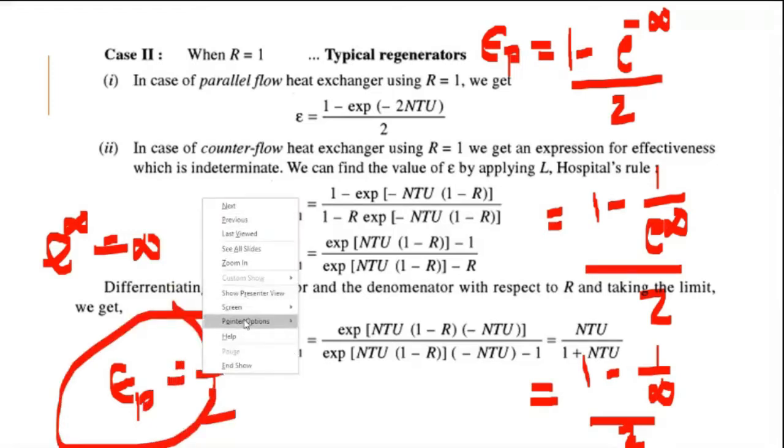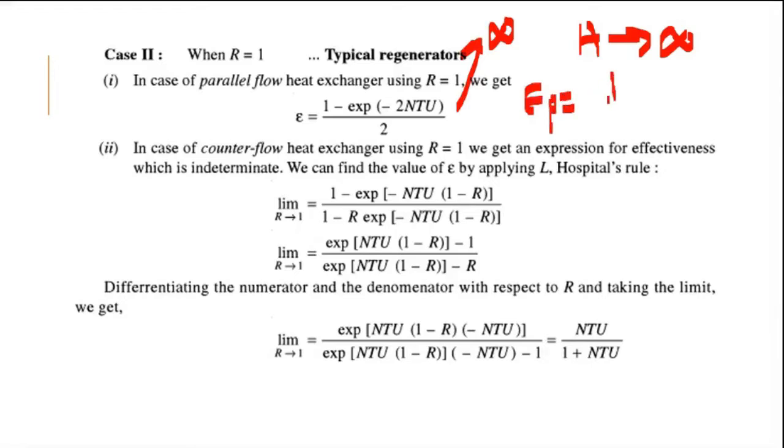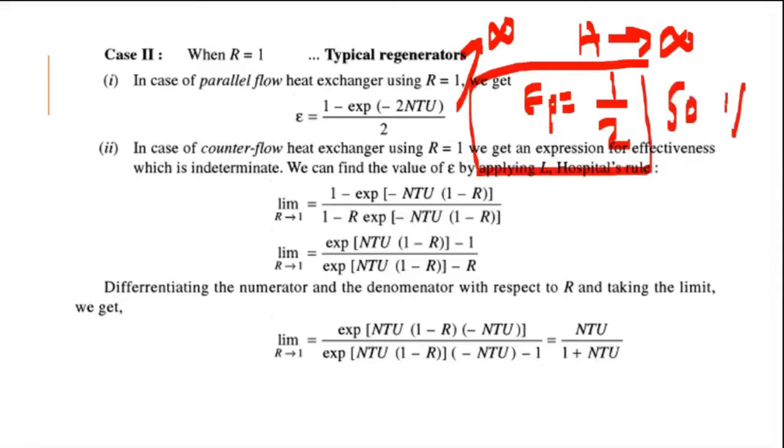The point of doing this is that when NTU is tending to infinity, or when area is tending to infinity, for a parallel flow heat exchanger the effectiveness value will be tending to 1 by 2, or the effectiveness will be 50%. Is this part clear? Any doubt in this part? We will be making a discussion on the same later.